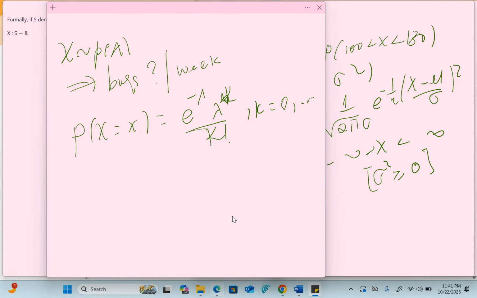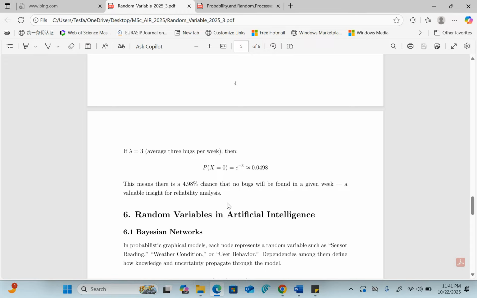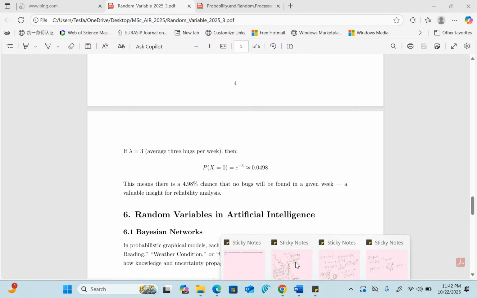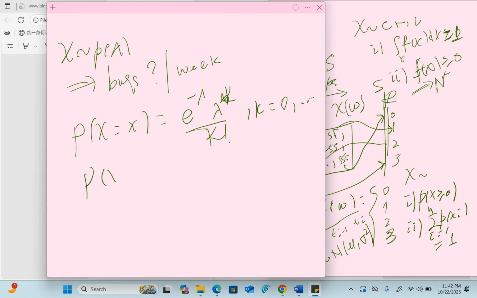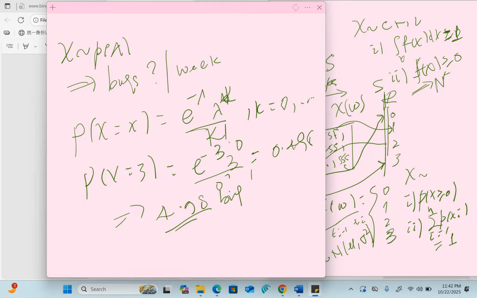In this case, for example, if you have lambda equals 3, it means the average number of bugs a programmer or software tester could find per week in its end product, that is the software solution or any application. Therefore, the probability of X equals 0 is 0.0498, almost 4.98%. That means with lambda equal to 3, 3 to the power of 0, and 0 factorial is 1. So this implies 4.98 are the number of bugs per week.